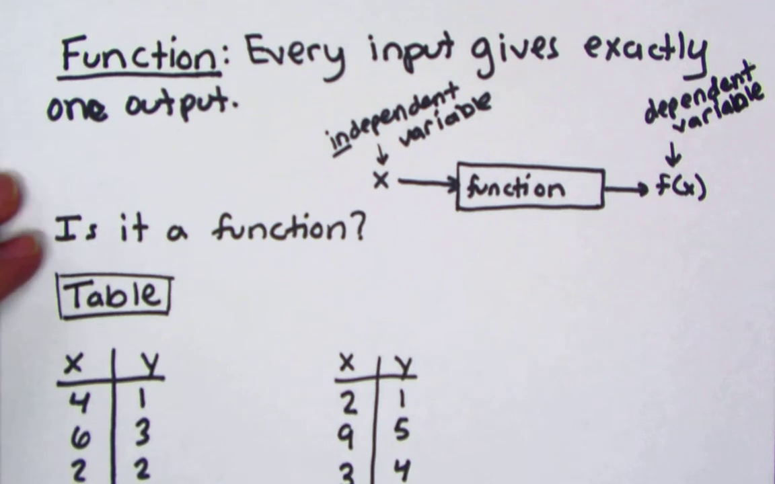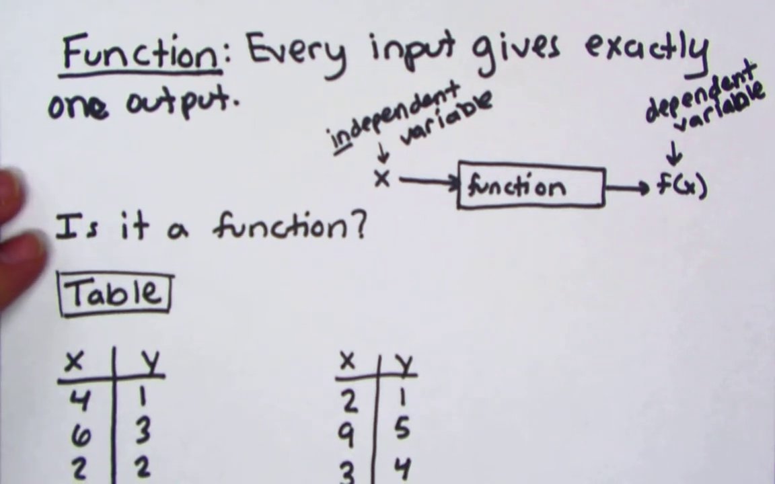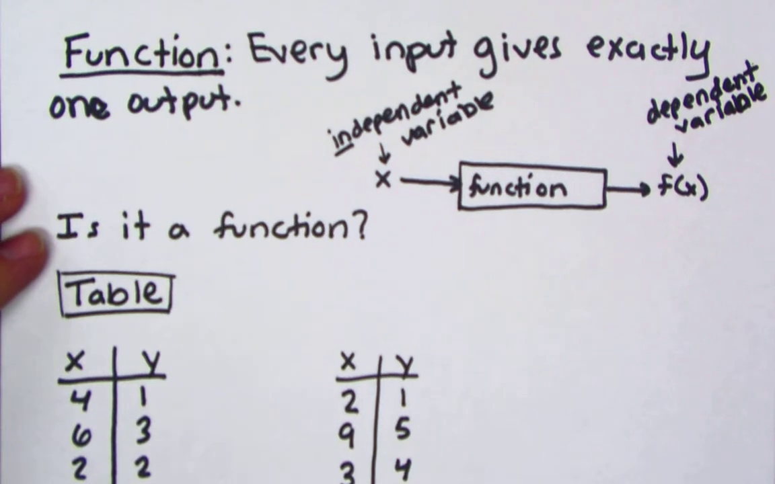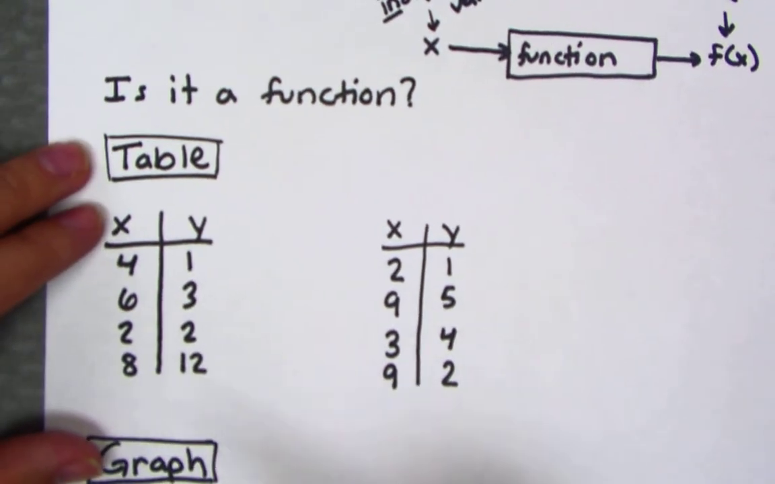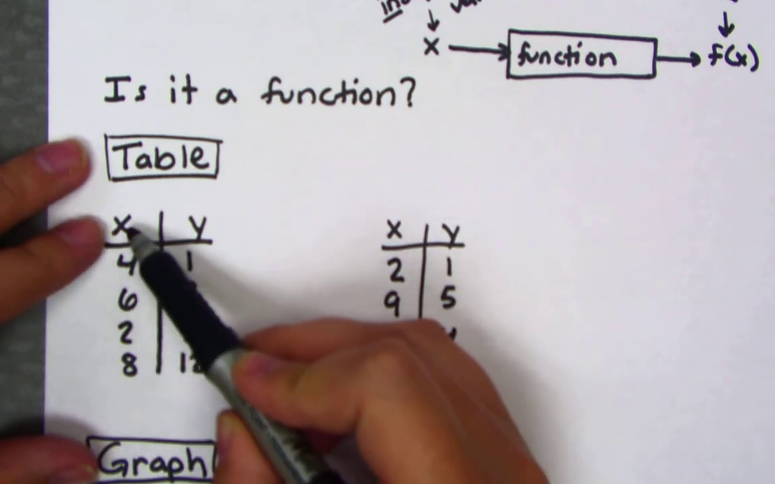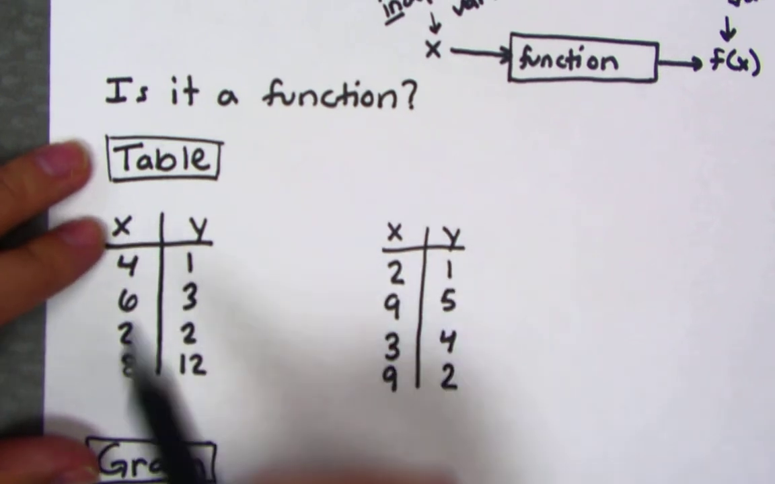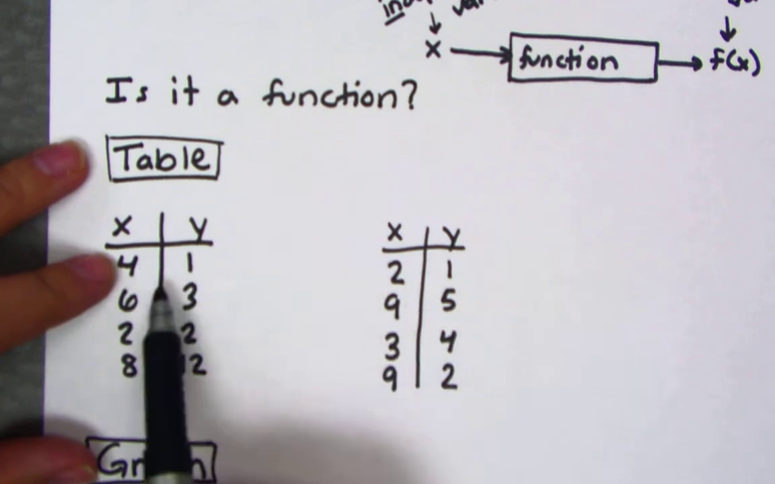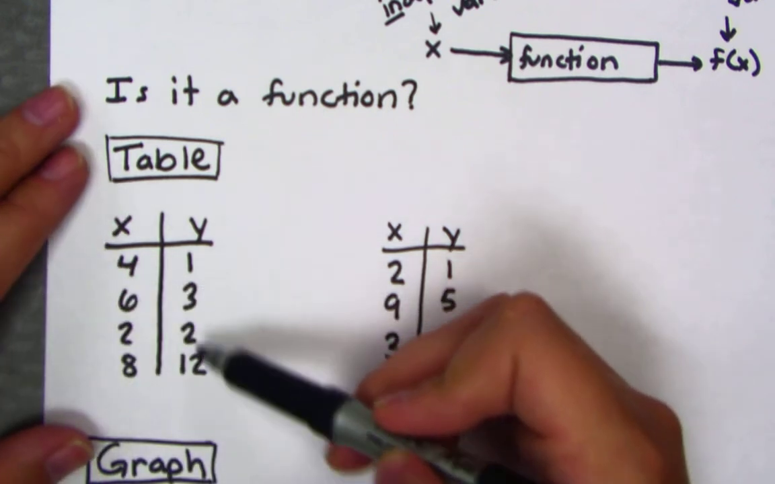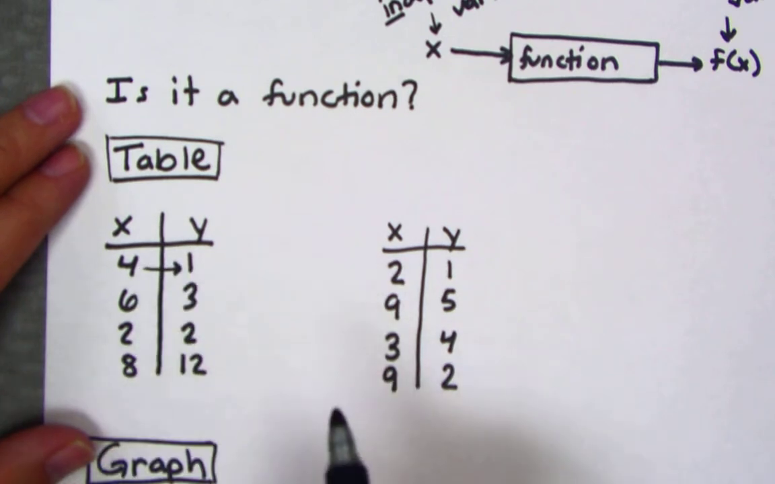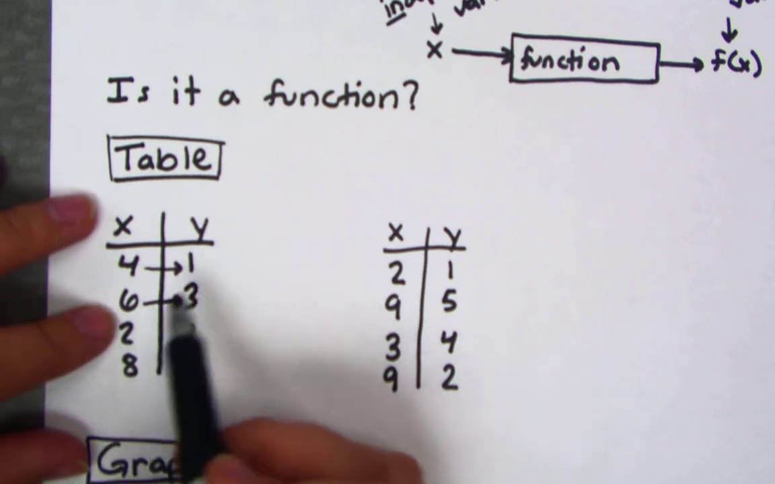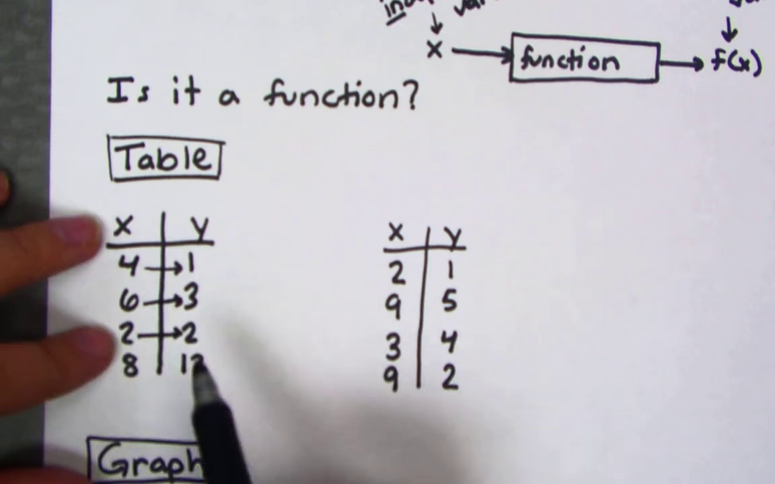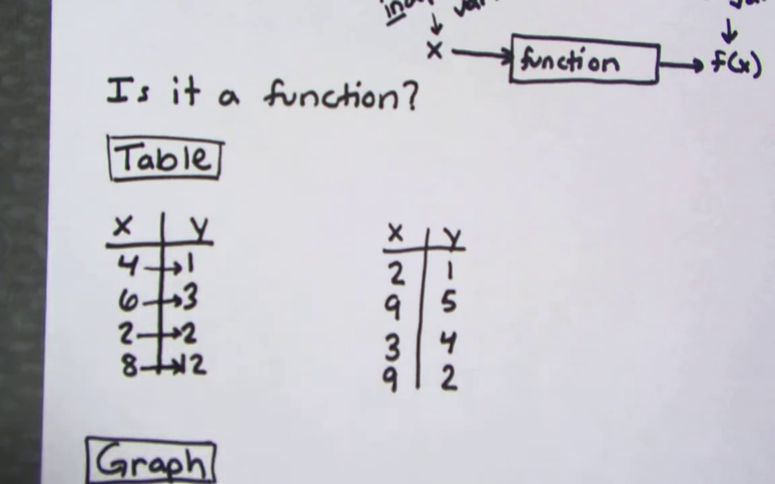So let's look at some tables of values and see if these relationships can be called a function. Because remember, a function means that every input gives exactly one output. So let's look at this first table. Here's all of our inputs because x is going to be our independent variable. So here's all of our inputs, and they're going to give us each of these outputs. 4 gives 1. If we put 6 into whatever this function is, it would give us 3. If we put 2 in, it gives us 2. If we put 8 in, it gives us 12.